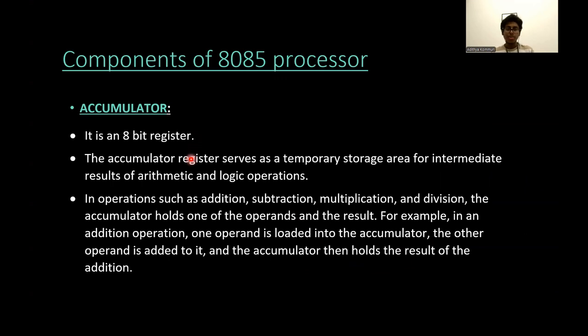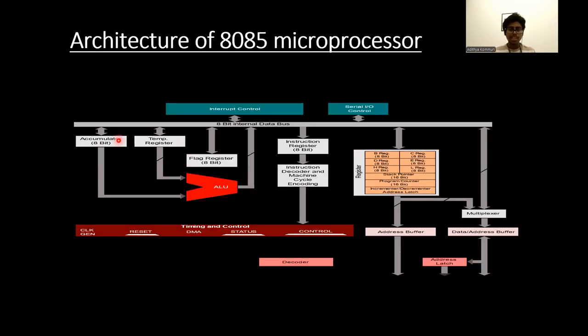The accumulator. The accumulator is a register. So what is a register? A register is a memory storing component in a 8085 processor, and a register is made up of many flip-flops. An accumulator is an 8-bit register. This is an accumulator. As you can see, the accumulator is directly connected to the ALU. The ALU is the arithmetic logic unit, which performs all the arithmetic and logic related tasks which the microprocessor needs.